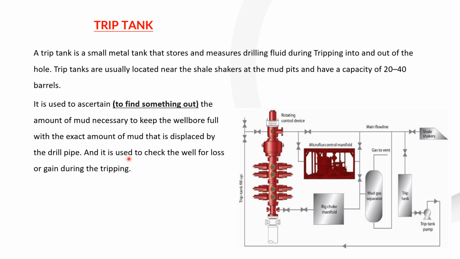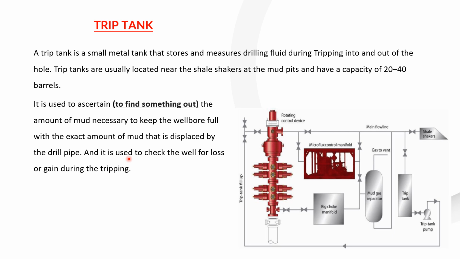Actually, what happens? There is an operation in the rig called tripping. Tripping means the pulling out of the drill string and running in the drill string for a short time. For example, for changing the drill bit, for changing the BHA, or for changing any tool, or for any well test operation. So when we pull out the drill string and run it into the hole again for a short period only, this activity is called tripping.